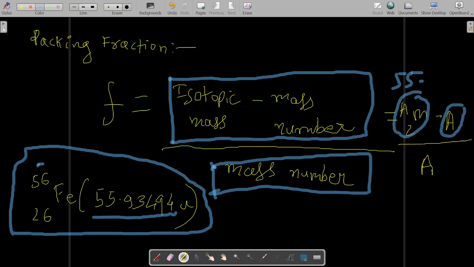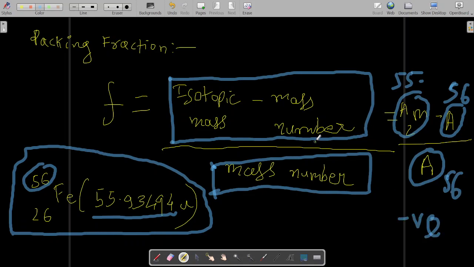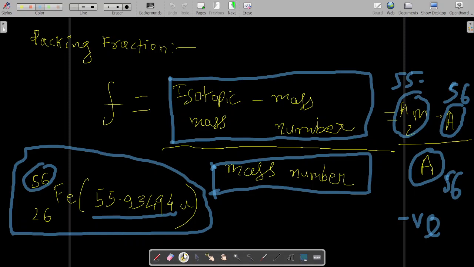What is the mass number? Clearly the mass number is 56, so I will put 56 over here, and this is also the mass number, so 56 will come over here. So a negative packing fraction, a negative value, will come out. This isotopic mass can also be called the actual mass of the nucleus, because actual mass is equal to the isotopic mass. Isotopic mass and actual mass are the same by definition. So you can also write that it is the actual mass of the nucleus minus mass number, divided by mass number.